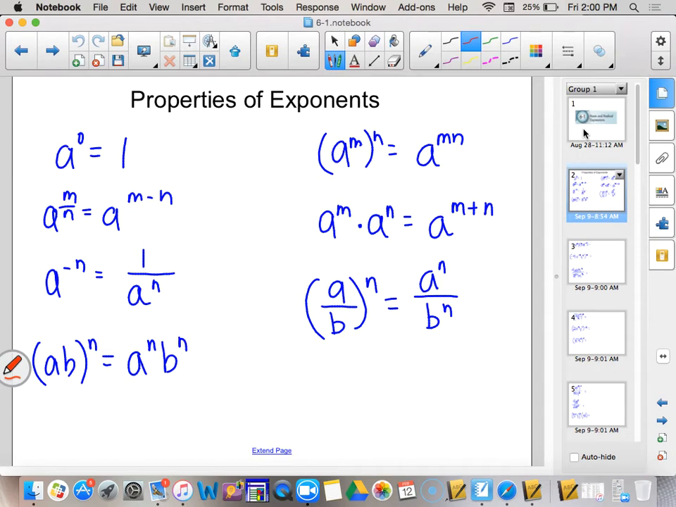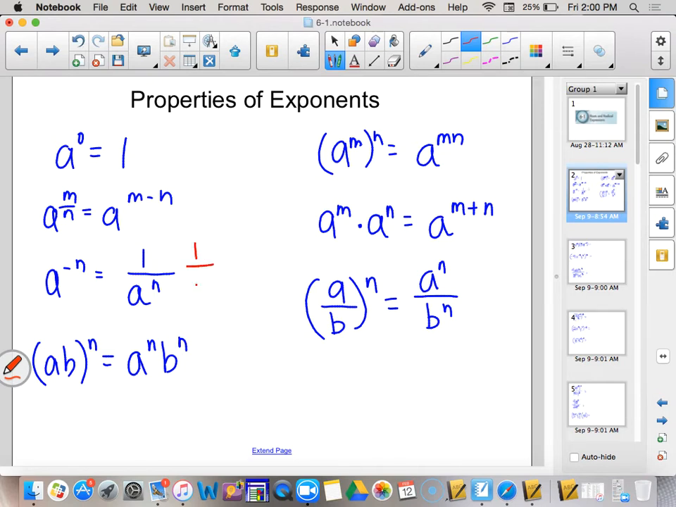A raised to the negative n. Anytime I have a number with a negative exponent, I can't have negative exponents. So I need to make it positive. That means wherever it's at, it's going to go on the other side of the fraction bar. So if I have a raised to the negative n, it becomes 1 over a raised to the n.